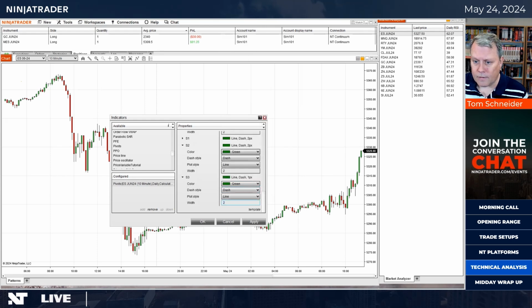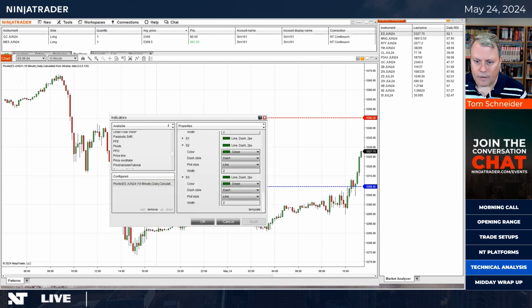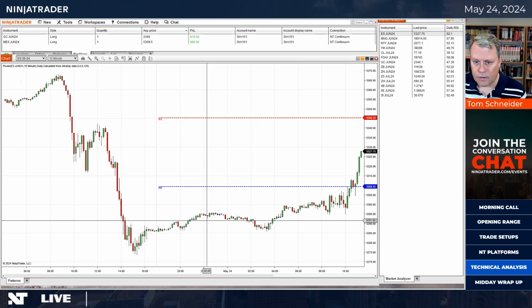The great thing is I can hit apply and I can make this a template. So let's go to template and save. I'm going to make, that says pivots default. I can call this my pivots, something like that. And I can make it the default. So now every time I bring up a pivot study, it's going to look like this.